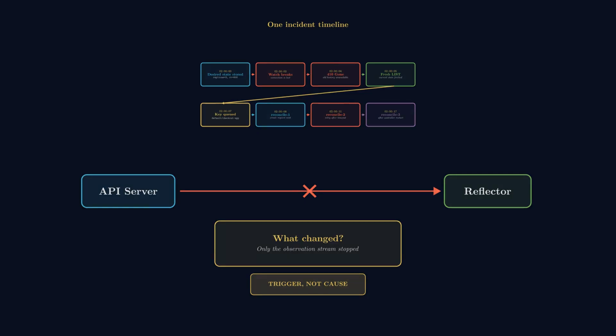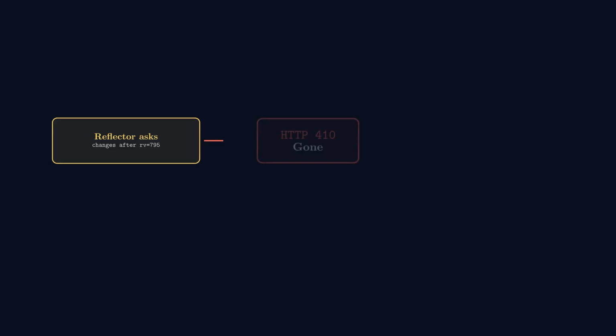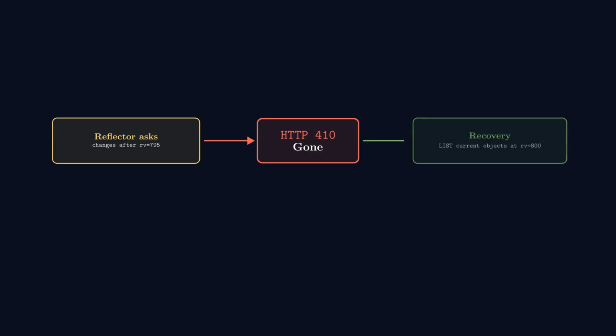The next event is 410 gone. The reflector asked for changes from an old version, but that old history had already been removed. The correct recovery is to request a fresh list of the current objects and then start a new watch. That rebuilds the latest view. Compaction removed old history. It did not create any pods.